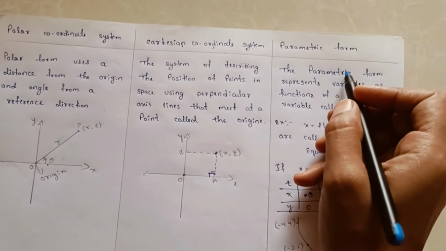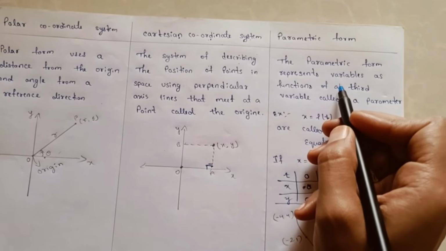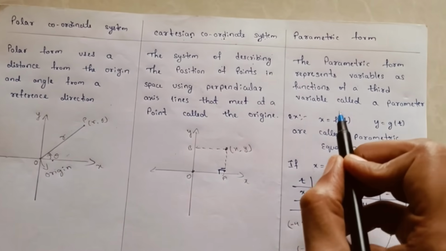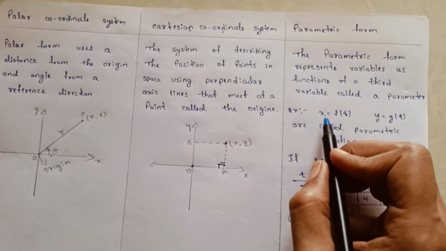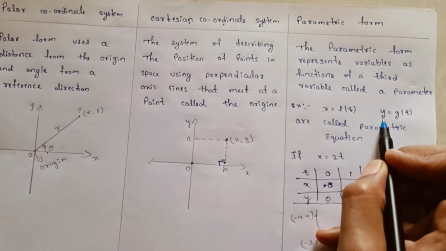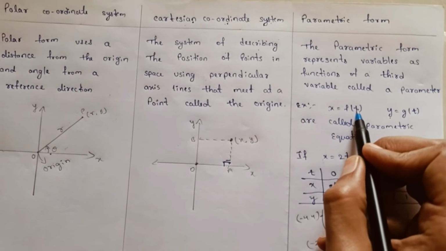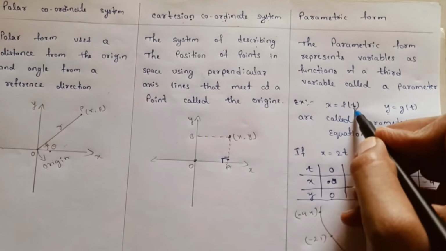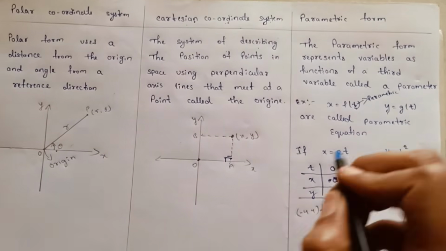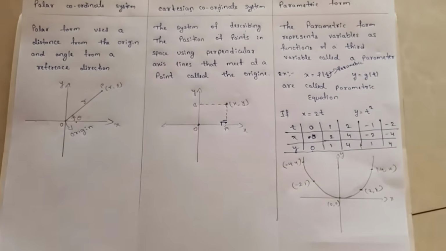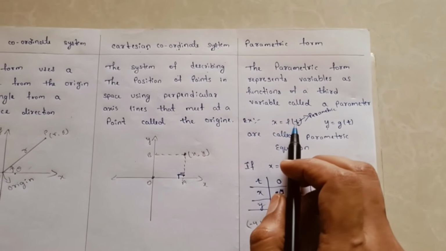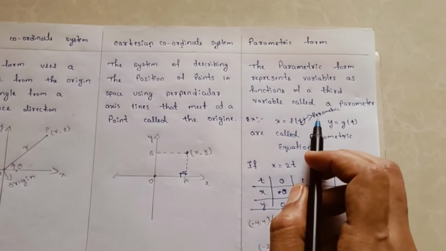Then parametric form. The parametric form represents variables as functions of a third variable called a parameter. Here x and y are the variables as functions of a variable t. This t is the parameter. So the definition is: represent variables as functions of a third variable. This third variable is a parameter.